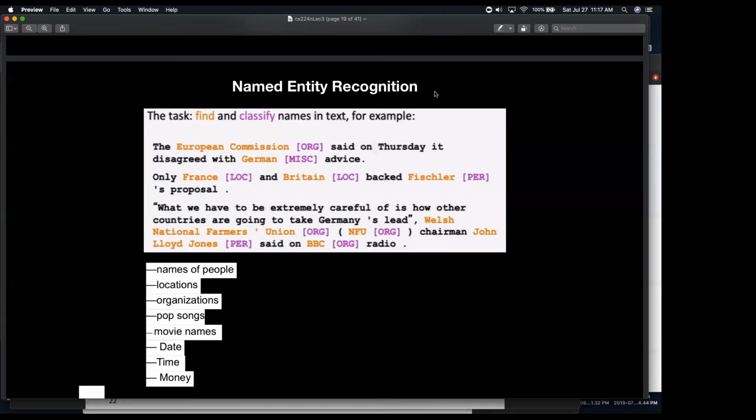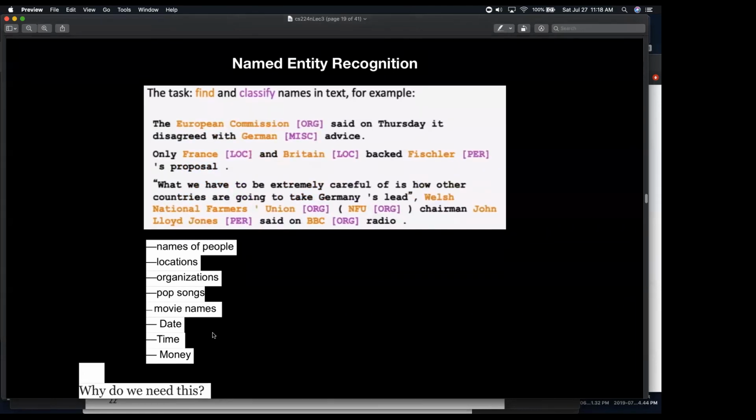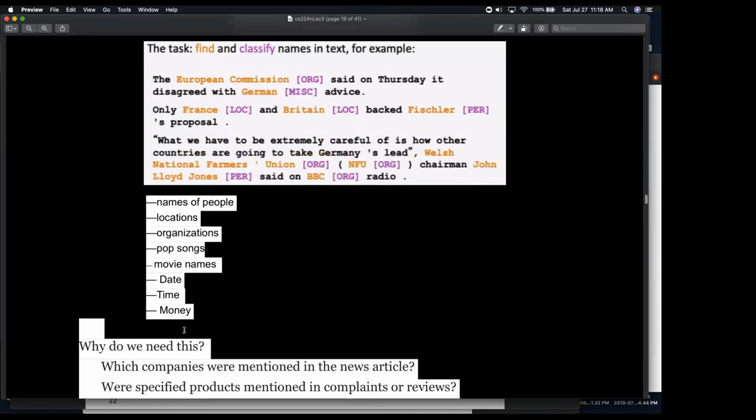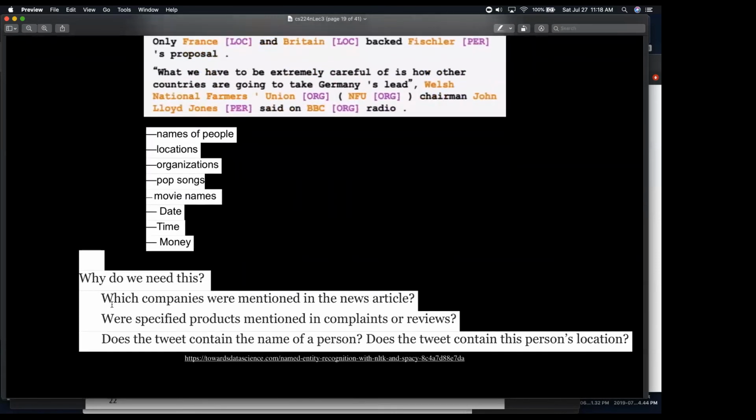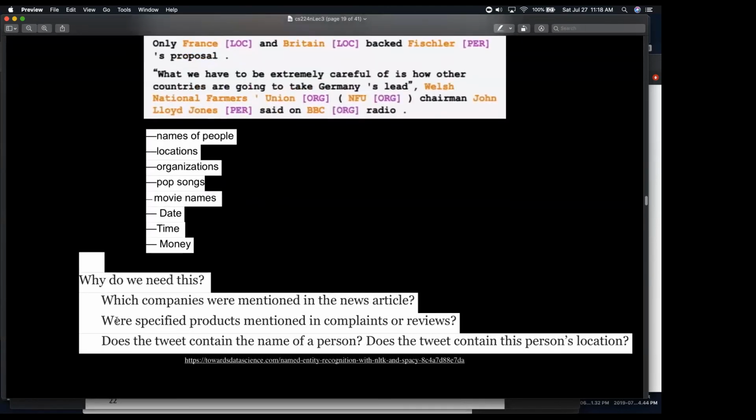So basically, the objective is, given a corpus, you want to say what entity each word belongs to. These are the different entities that are possible: names of people, locations, organizations, pop songs, date, time, money. Why do we need this? If you look through a news corpus and want to know which companies were mentioned in a news article, you want to know where the companies are. That's one of the use cases.